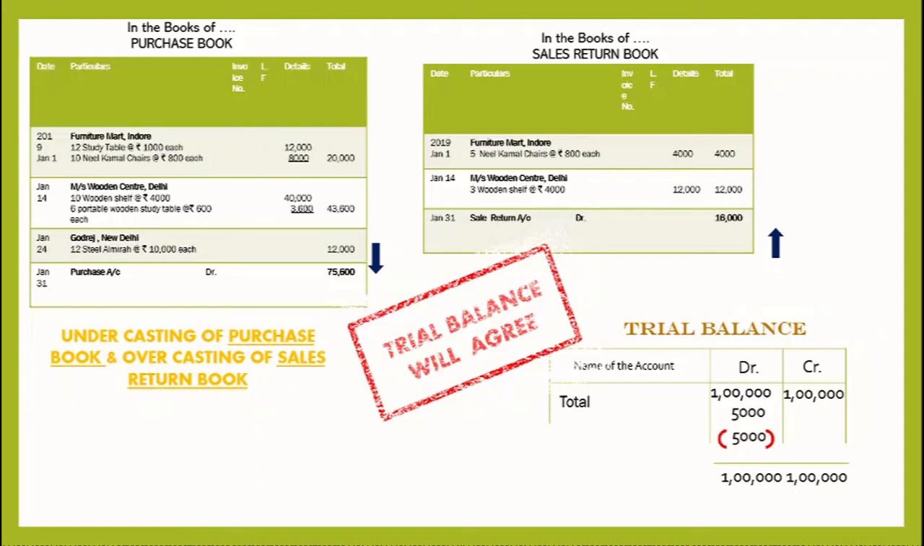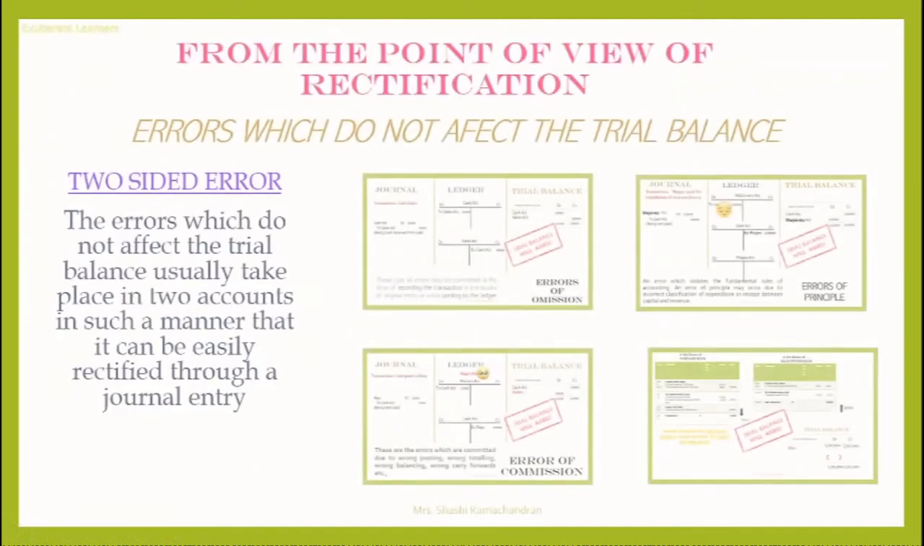So compensating error here means errors in two different accounts, but the error effects nullify each other, like they compensate each other and the final effect is nullified. So these were our accounts.